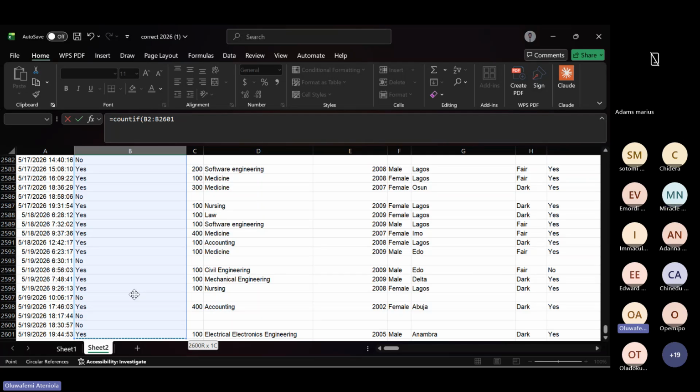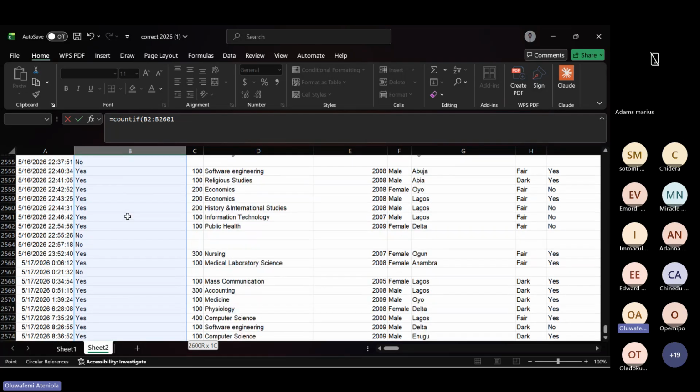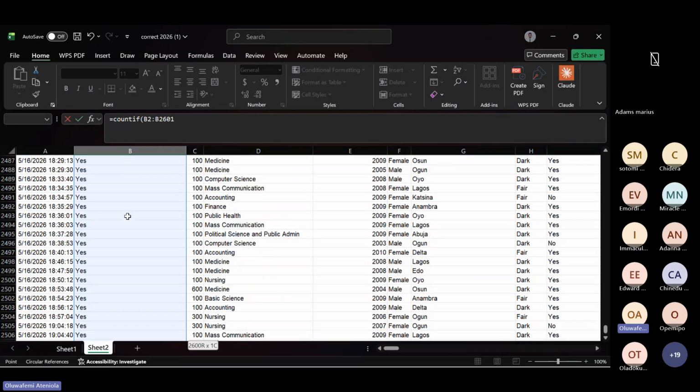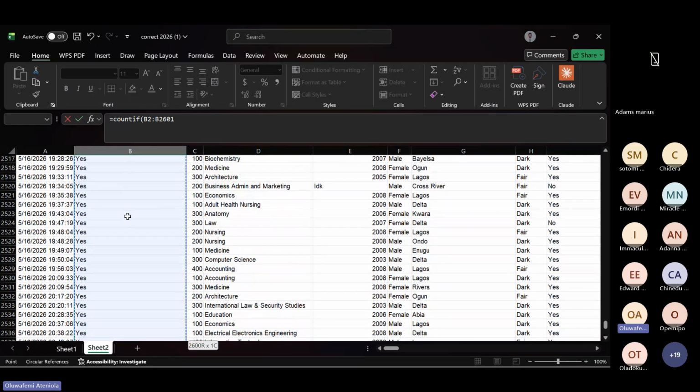So what I'm trying to do here, since we have a range of cells where people are answering yes or no, yes to tell that they are Babcock students, no to tell that they are not Babcock students, is just say count the number of cells that have yes written in them. So I believe that should help us understand better. Do we?